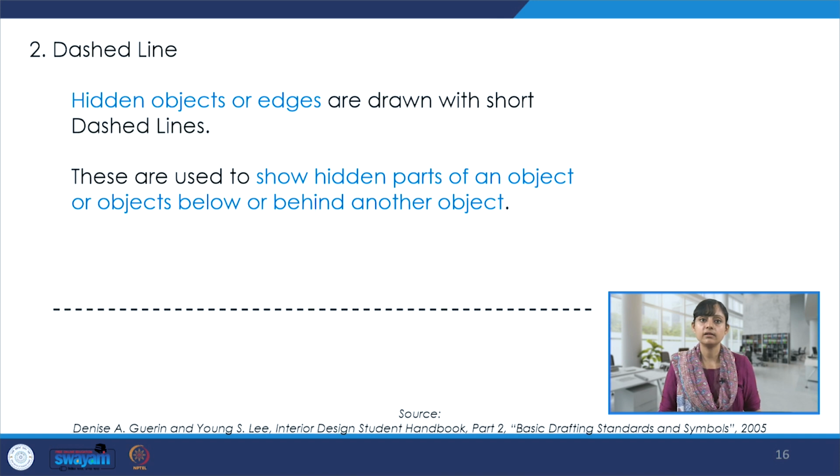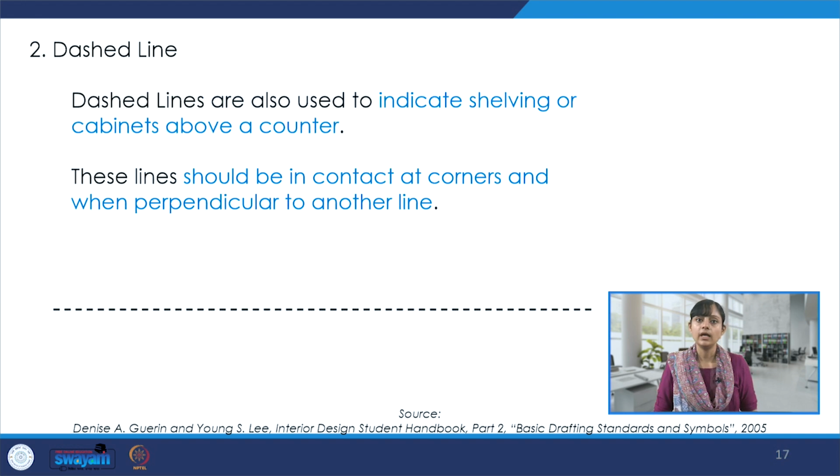And then there are dashed lines which usually show the hidden objects, or hidden parts of an object, or objects below or behind another object. And these are quite useful for the interior architecture portfolio. They also indicate shelving or cabinets above a counter. So whatever is not clearly visible at the eye level and it's above or below, we could use different kinds of dashed lines to showcase that kind of information.